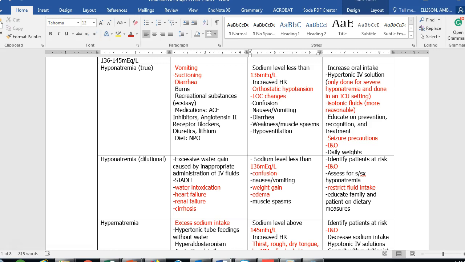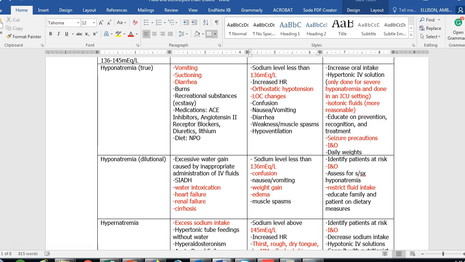The signs and symptoms: if you don't have fluid, you have a deficit, then you're going to have orthostatic hypotension because you don't have any fluid going around. You're going to have an increased heart rate. You're going to have LOC changes. You might have some nausea, vomiting, and diarrhea because those are risk factors. Weakness. So how do we treat it? Increased oral intake.